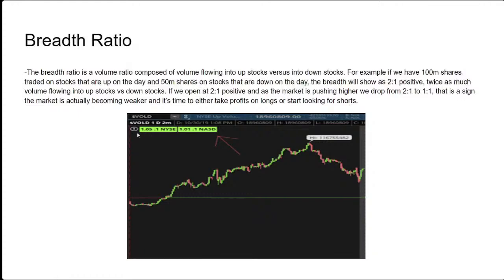Now, if we have a negative ratio, that shows that we have more stocks overall moving down than up, and that shows that we have a very weak market. The greater the ratio is, the weaker the market is. So if it's negative 3-to-1, it's weaker than negative 2-to-1. And vice versa, 3-to-1 is stronger than 2-to-1.